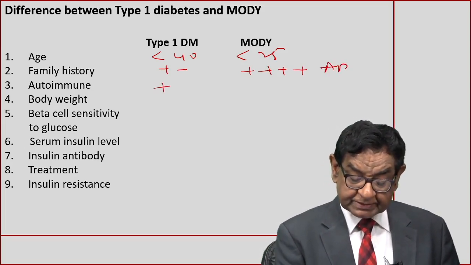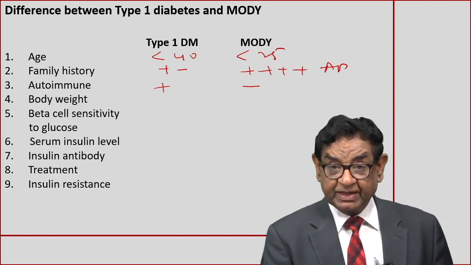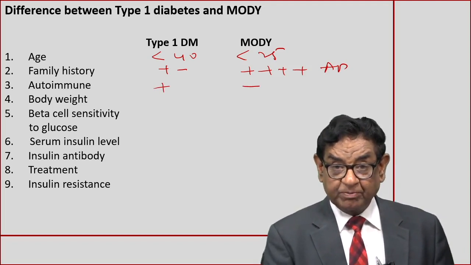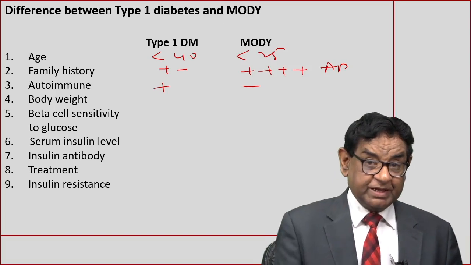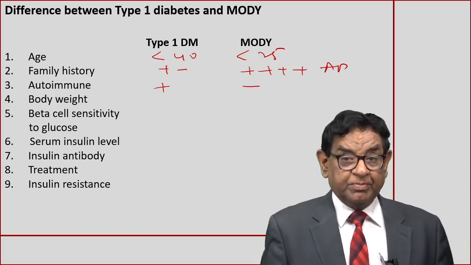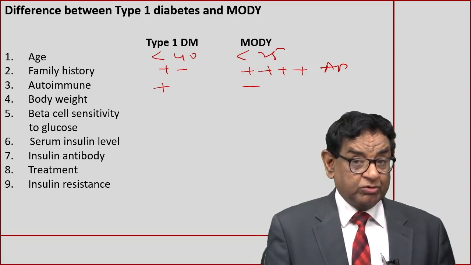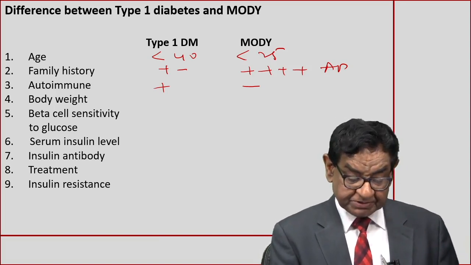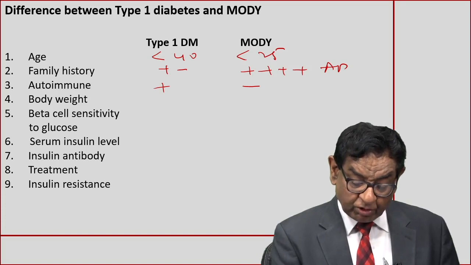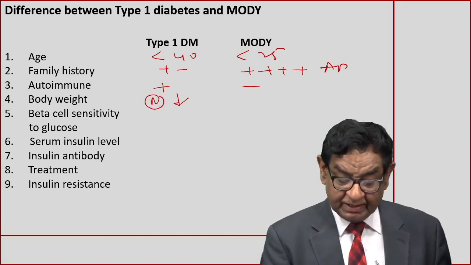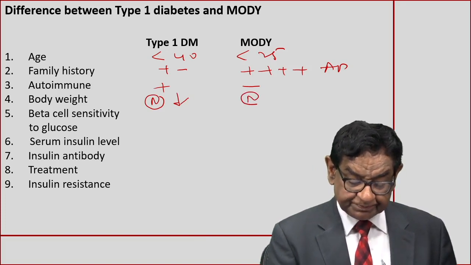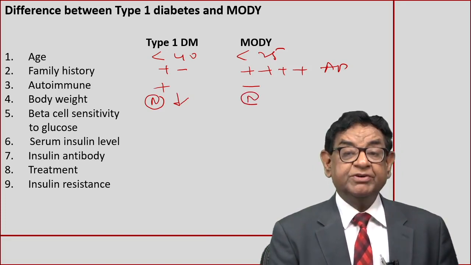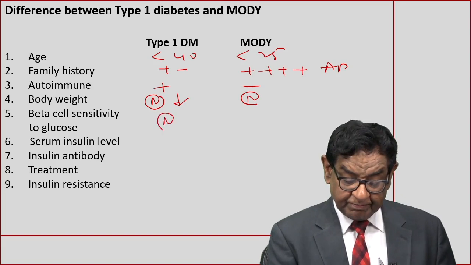Autoimmune, yes. We know very well that in type 1 diabetes a good number of patients are autoimmune, but just to remind you, there are a few type 1 patients who have no autoantibodies, what we call type 1b diabetes. Body weight is usually normal or maybe a little underweight. Beta cell sensitivity to glucose is reduced.